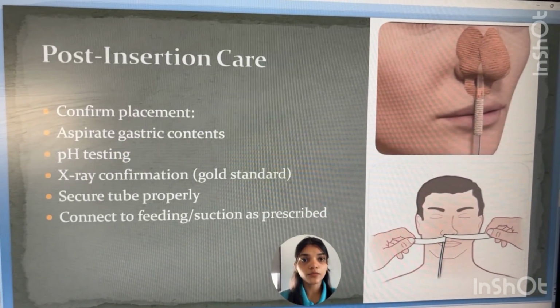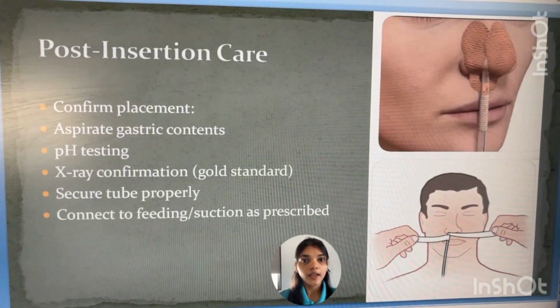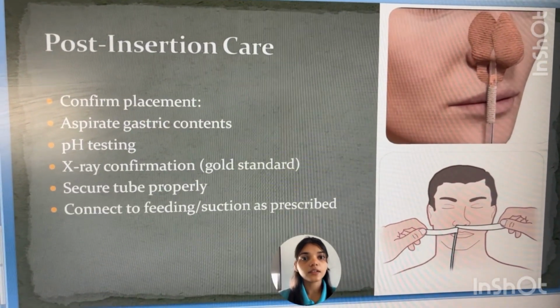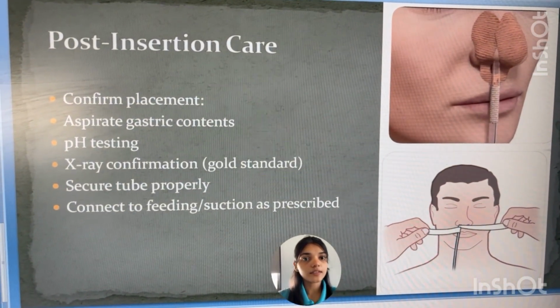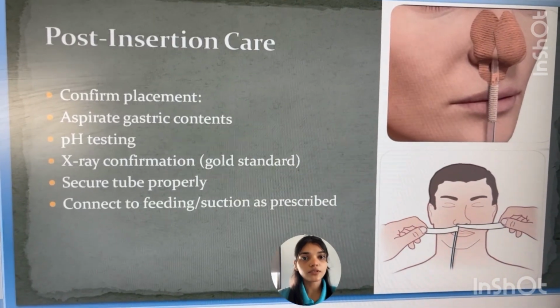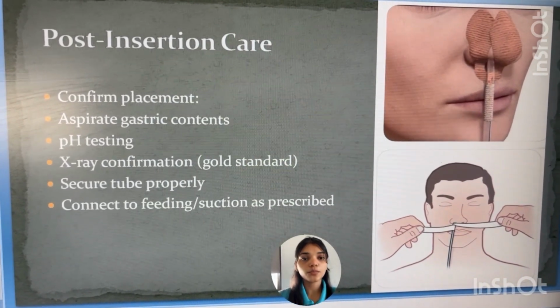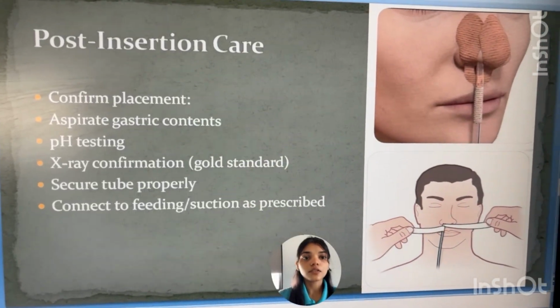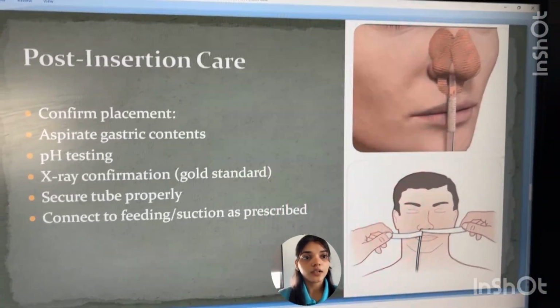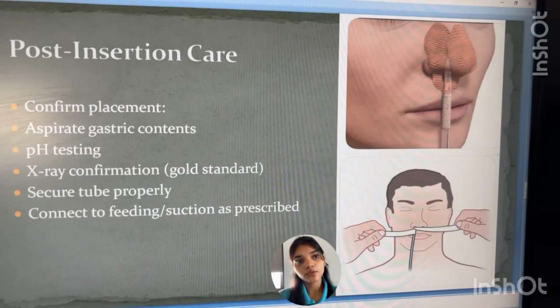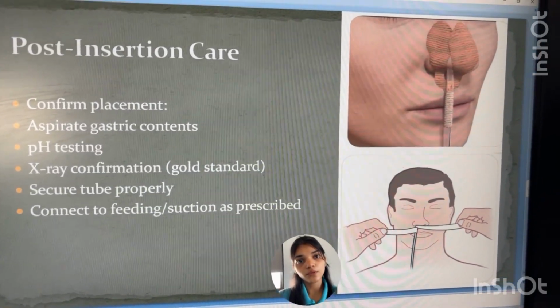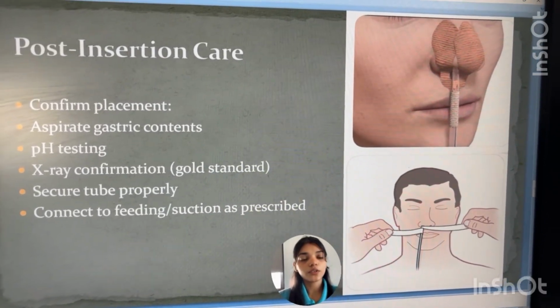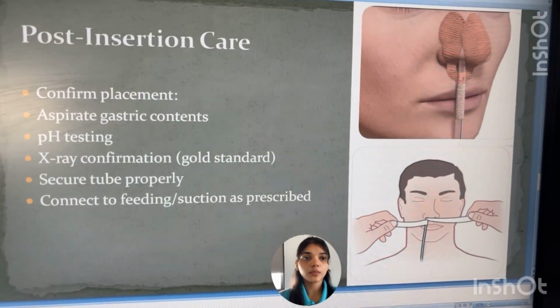Post-insertion care is to confirm placement: aspirate gastric contents, pH testing, X-ray confirmation is the gold standard, and secure the tube properly. Then connect to feeding or suction as prescribed. Here are images of post-insertion NG tubes and how to take care of them.